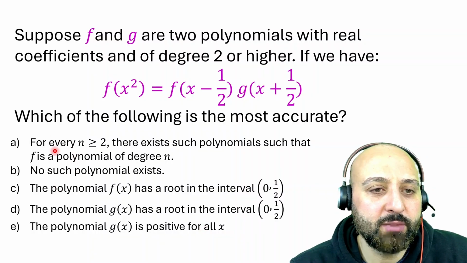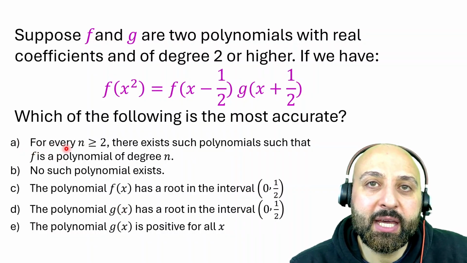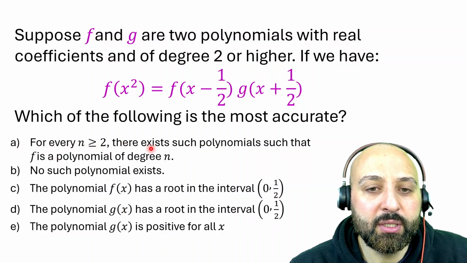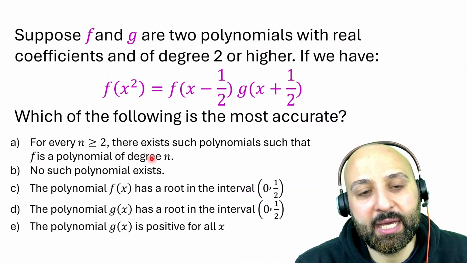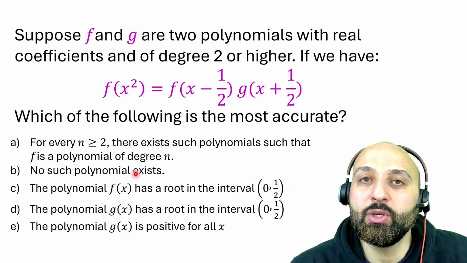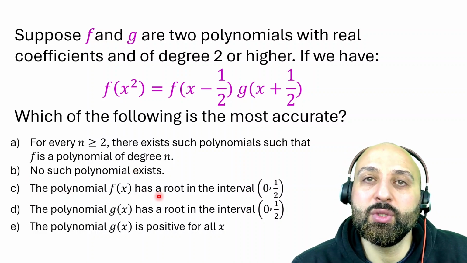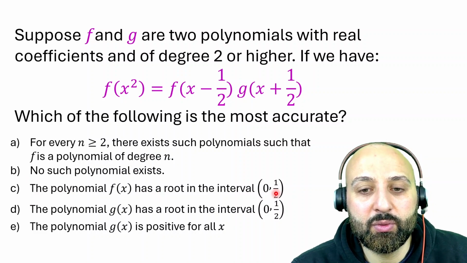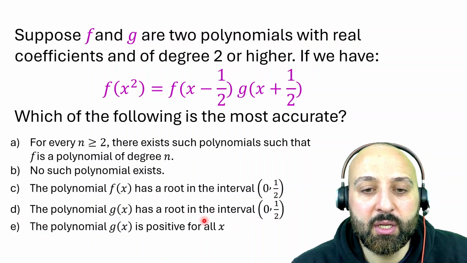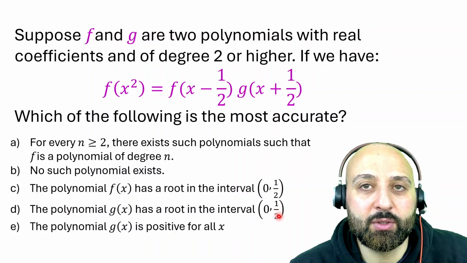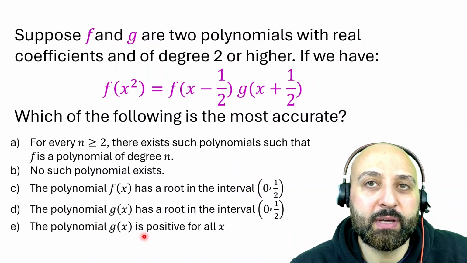Now, in the actual question, obviously, we had multiple choices. So these were the options. A, for every n equal or larger than 2, there exists such a polynomial such that f is a polynomial of degree n. B, no such polynomial exists. C, the polynomial f(x) has a root in the interval between 0 and 1.5. D, the polynomial g(x) has a root in the interval between 0 and 1/2. And E, the polynomial g(x) is positive for all values of x.